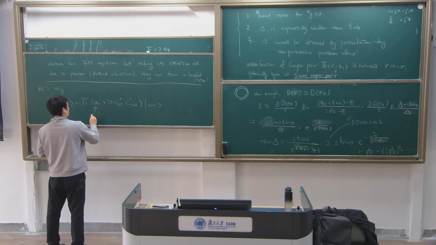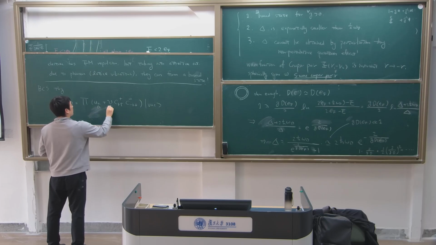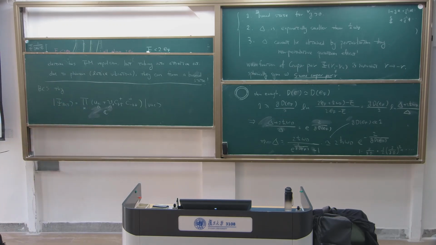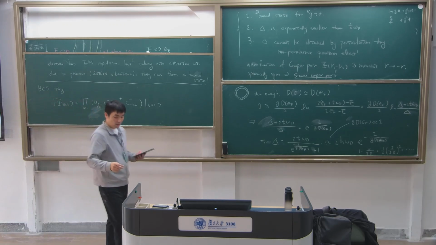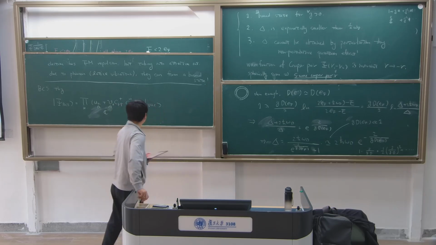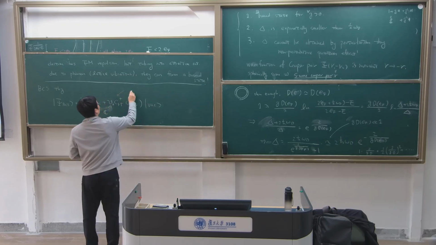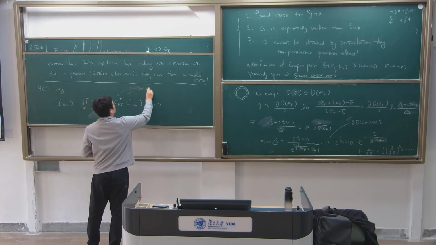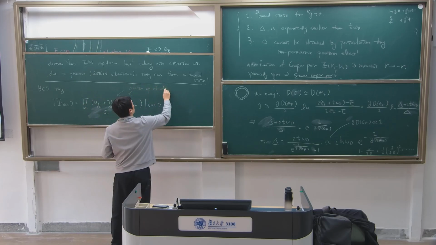So this is a complex ether. These are the... so this can be understood as follows. So this is the opposite. So this is the creation operator of the electron.